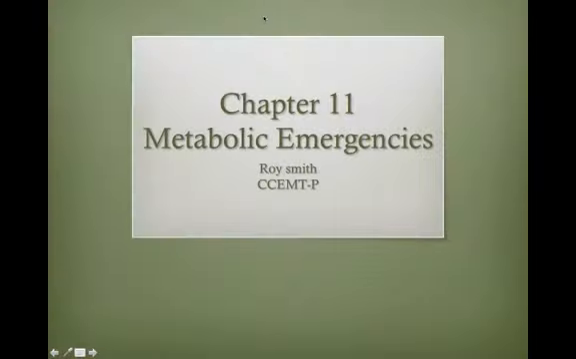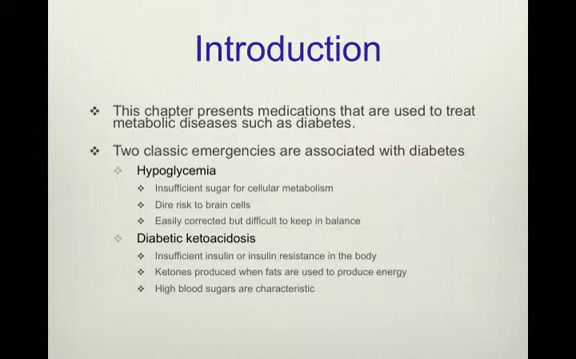This is going to be Chapter 11, Metabolic Emergencies. And a quick introduction to this. This chapter presents medications that are used to treat metabolic diseases such as diabetes. Two classes of emergencies are associated with diabetes, one being hypoglycemia, which is insufficient sugar for cellular metabolism, a dire risk to brain cells because the brain requires sugar, easily corrected but difficult to keep in balance, especially if they're fragile.